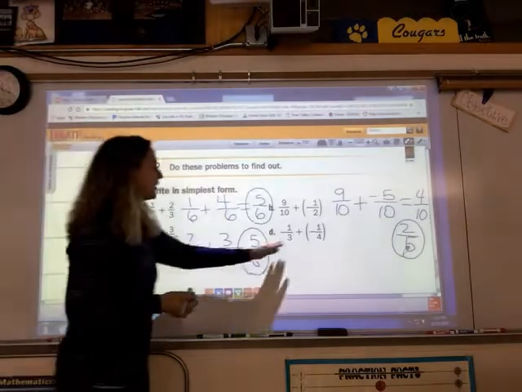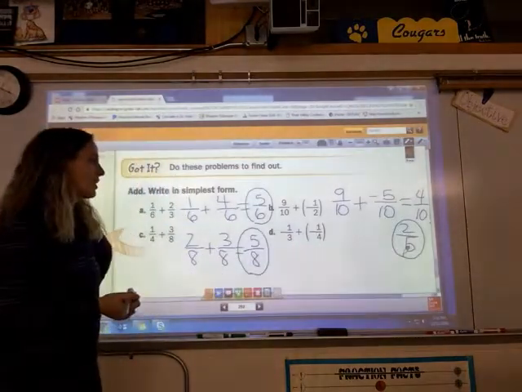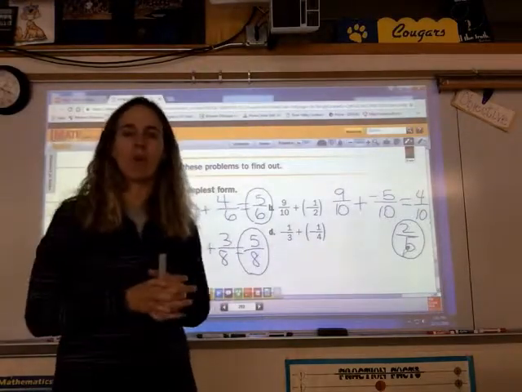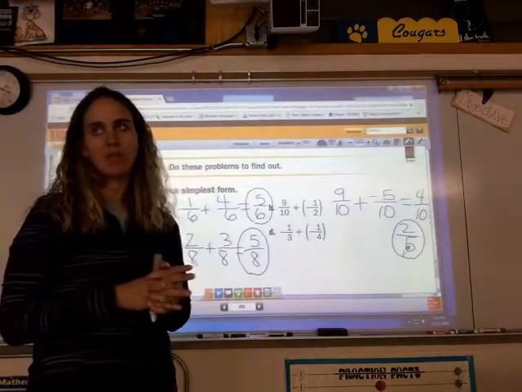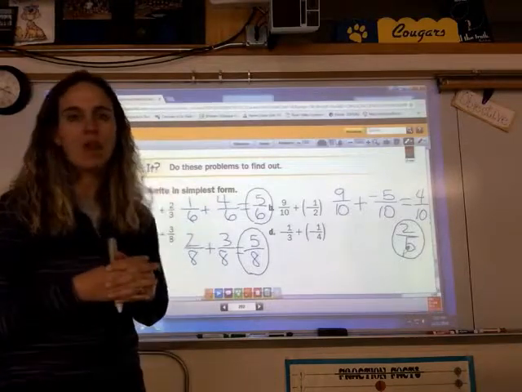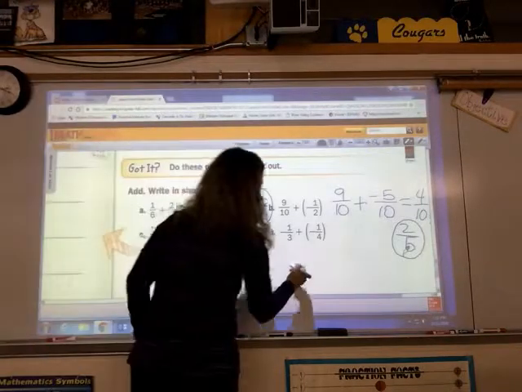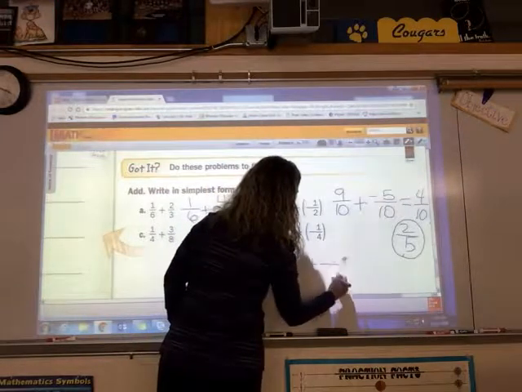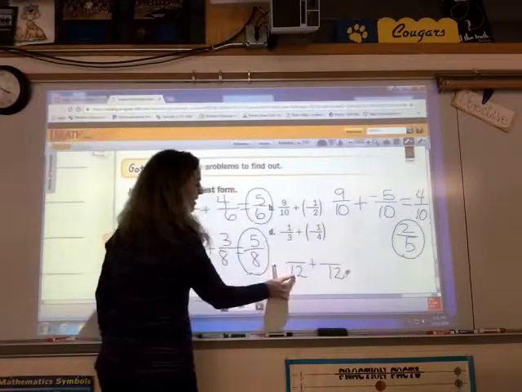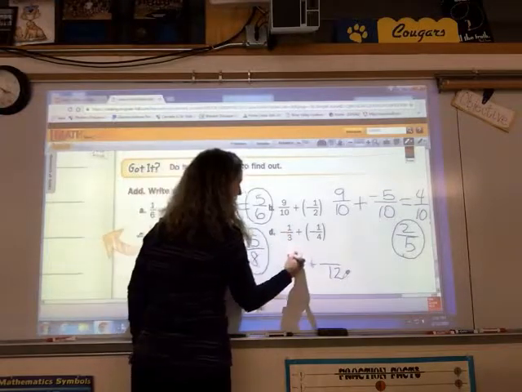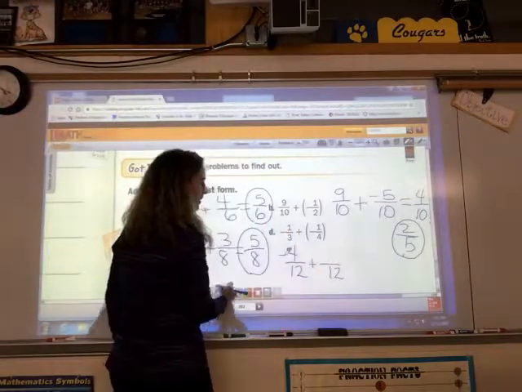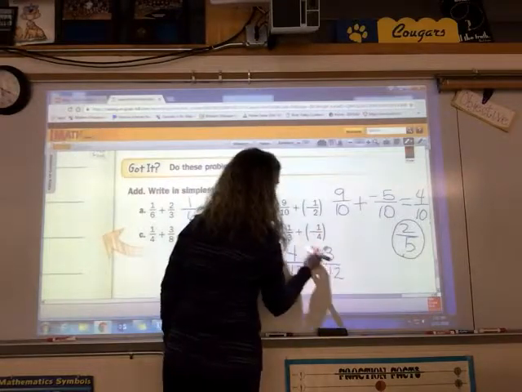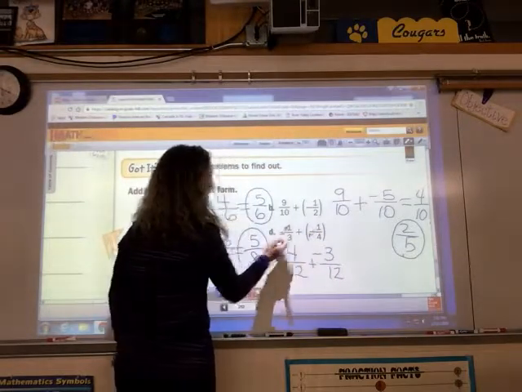Letter D, as we take a look at this one, we have denominators of 3 and 4. I can't use either one of them, so therefore I'm thinking to myself, what would be the least common denominator for 3 and 4? Number that comes to mind for me is 12. So I'm going to rewrite both of these with a common denominator of 12. 3 times 4 is 12, so 1 times 4 would be 4, and that's a negative. 4 times 3 is 12, 1 times 3 is 3, and that one is a negative as well.